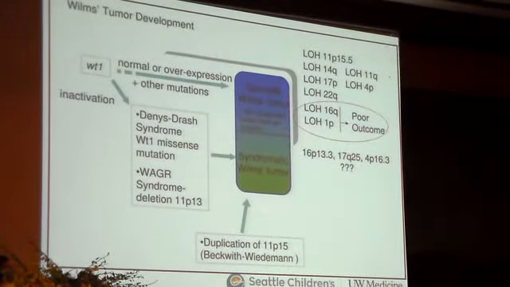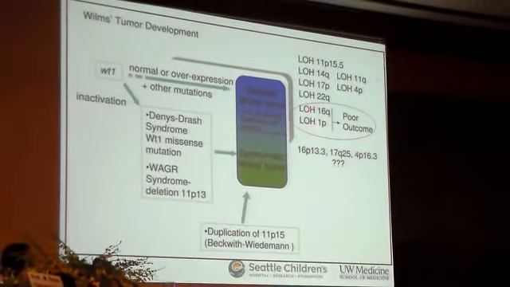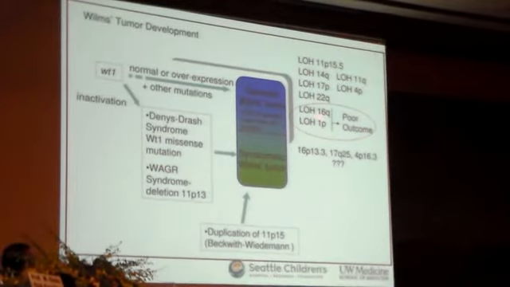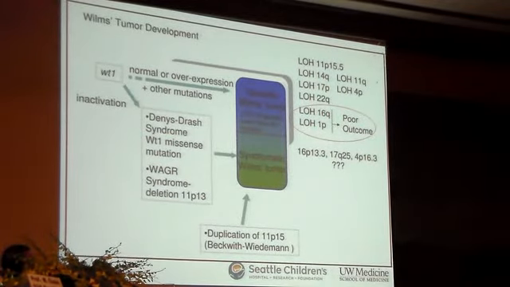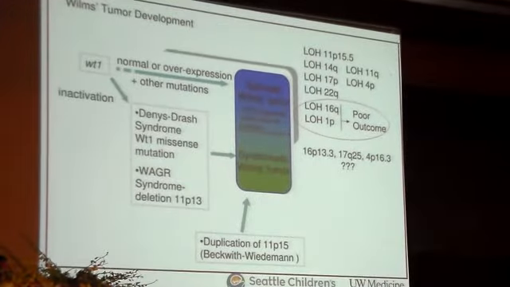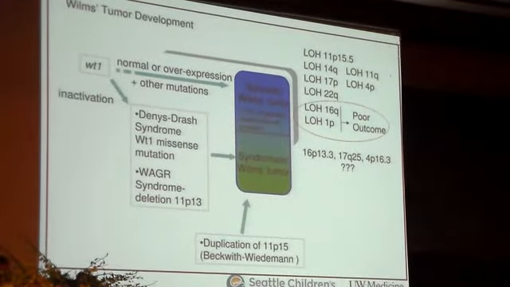Other factors that have poor outcome are loss of heterozygosity. So loss of heterozygosity at 16q and 1p have poor outcomes. Those are things that matter today when we treat Wilms tumors. The new way of treating is to risk stratify them, so that we are more aggressive in treating those that have poor outcome, and less so in those that have better outcomes.